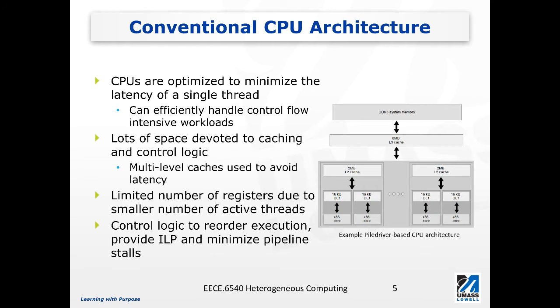Conventional CPUs are optimized to minimize the latency of a single thread. So the goal is to efficiently handle control-flow intensive workloads. There is a lot of space on the chip devoted to caching and control logic, and multi-level caches are often used to avoid long latency.